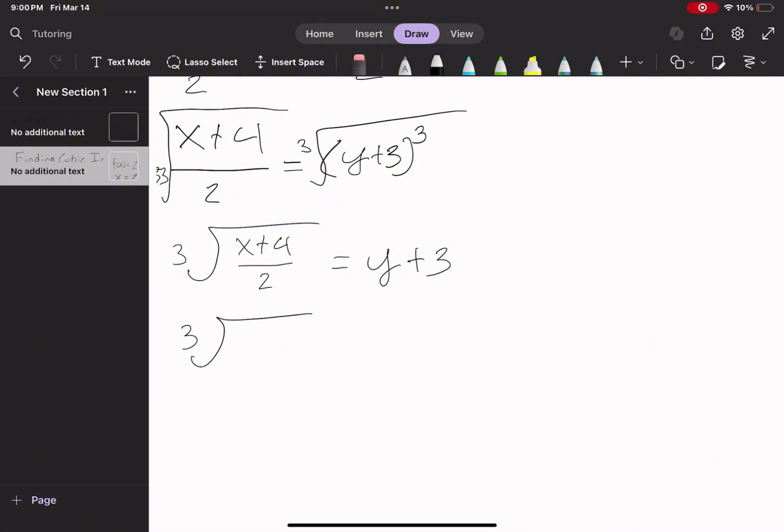And now we subtract 3 from both sides. So now the cubic root of (x plus 4) over 2 minus 3 is equal to y, or the f inverse of x.